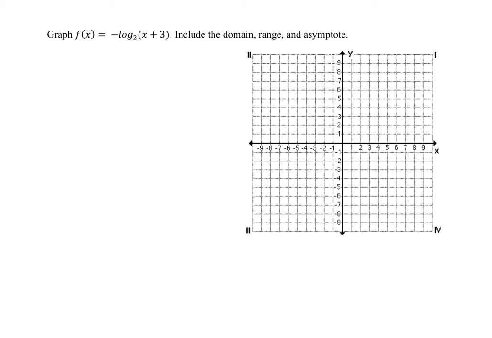This video will show how to graph a basic logarithm using transformations. So first we want to identify the parent function. The parent function is the basic function that we're starting with, one that doesn't have any transformations. So in this case, imagine that you're removing this negative and we're removing this plus 3. And what remains is our parent. So the parent function will be y equals log base 2 of x.